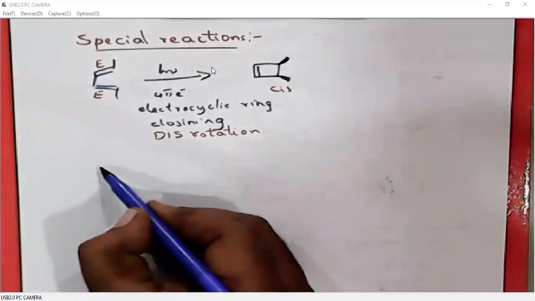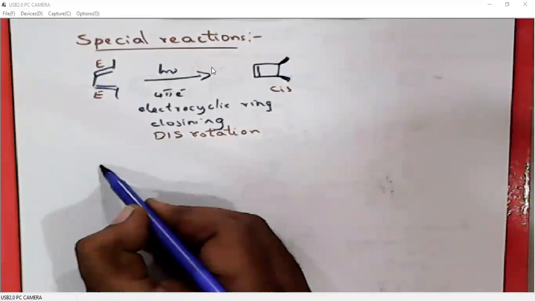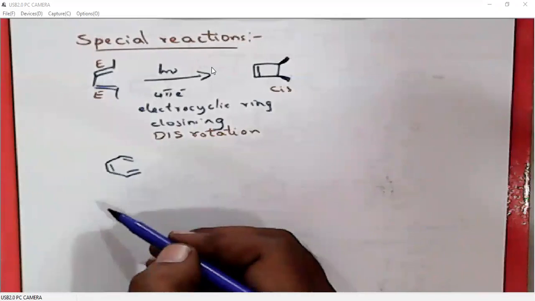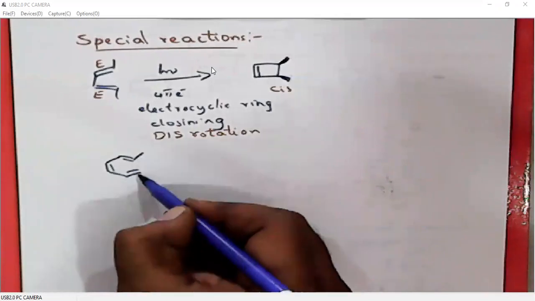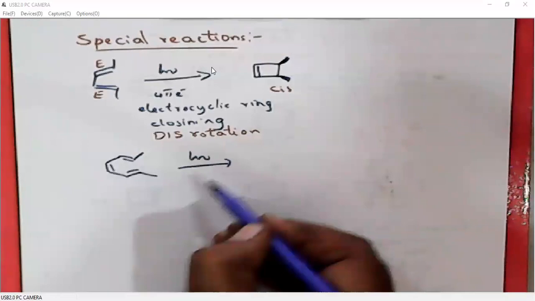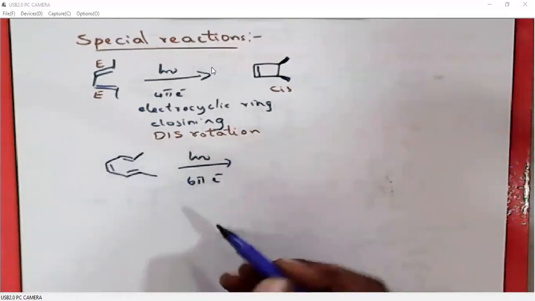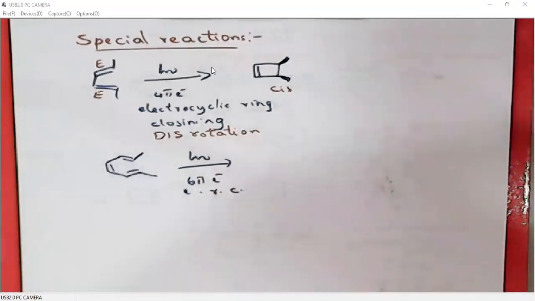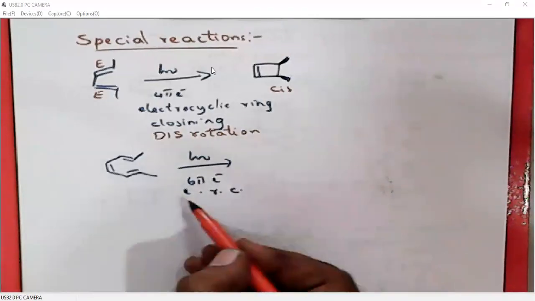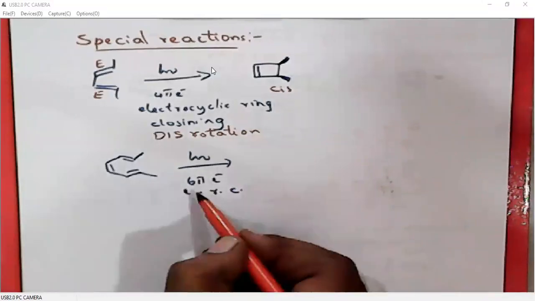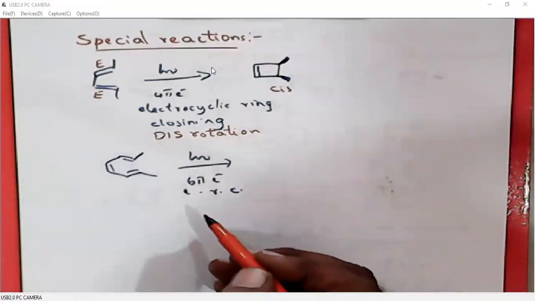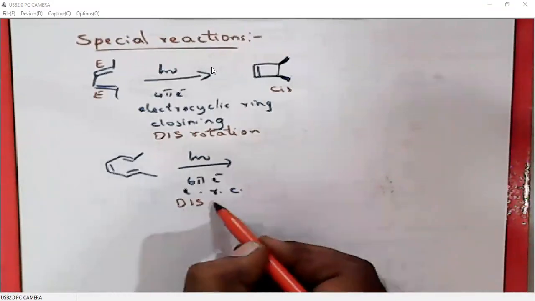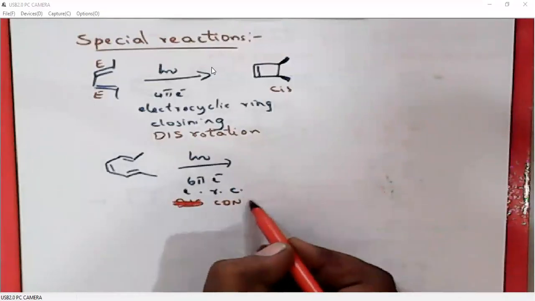Similarly, when we take a hexatriene under photochemical conditions, it is a 6 pi electron electrocyclic ring closing reaction. Here, in thermal conditions, the 6 pi system undergoes disrotation, but here it is reverse, so it is conrotation.